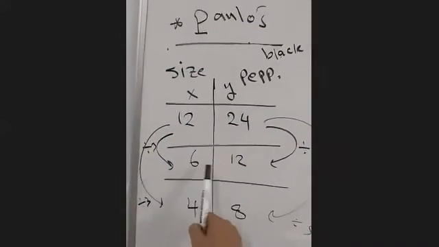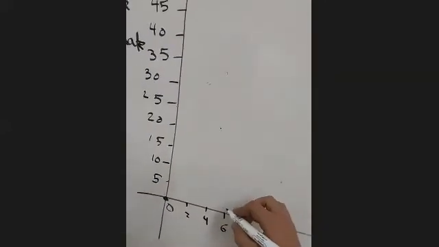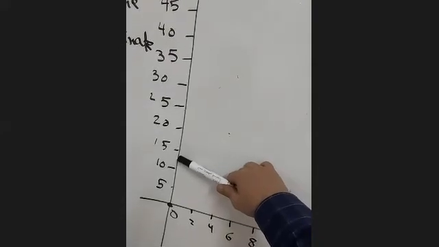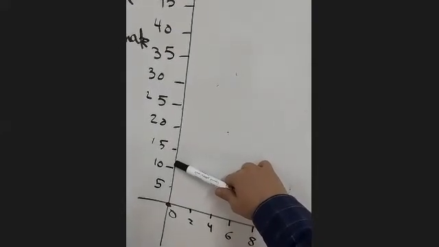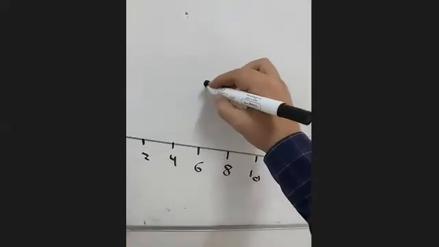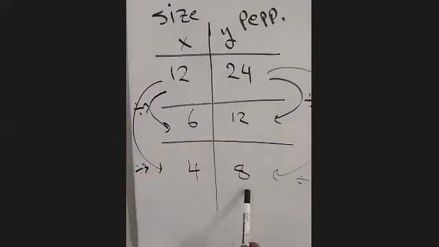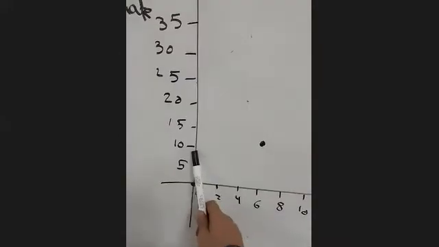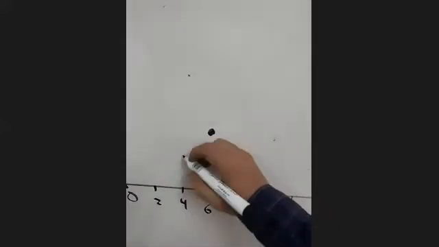Graph normally. The second one is 6 with a 12. I go here, have the 6, with 12. There is no 12, but the 12 is between 10 and 15, more close to 10. So this is 6 with a 12. The third one, 4 with 8. There is 4, but there is no 8. The 8 is close to 10, so this is 4 and this is 8 here.